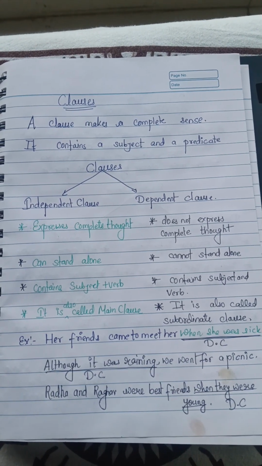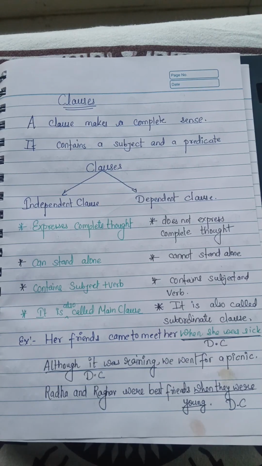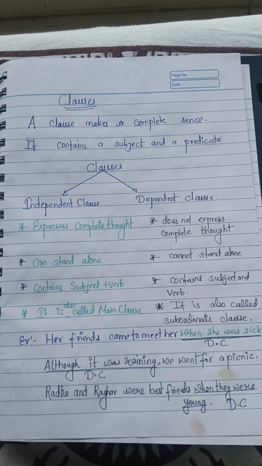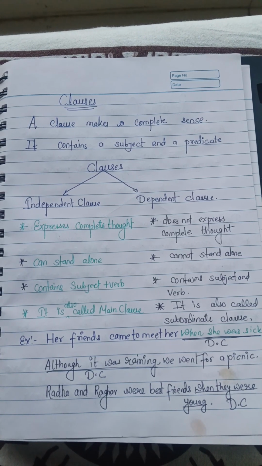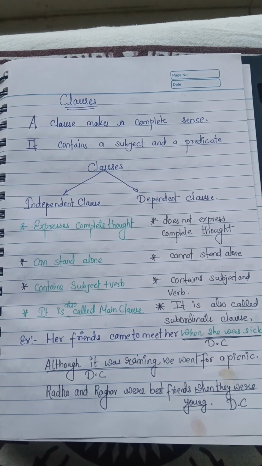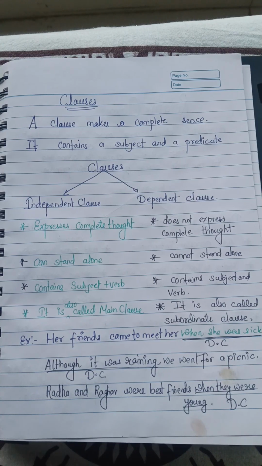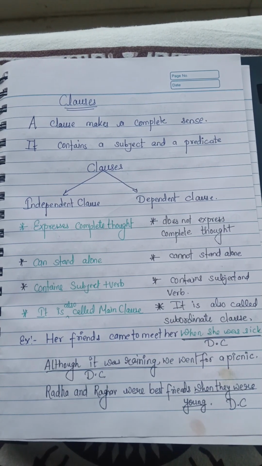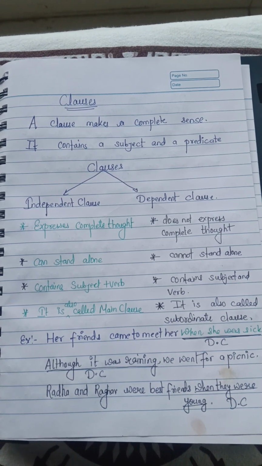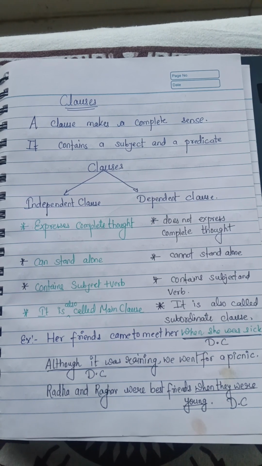Although it was raining, we went for a picnic. So what is the connector over here? Although. Although it was raining. So "it was raining" is your dependent clause. If your dependent clause comes in front, then it is separated by a comma from the main clause.